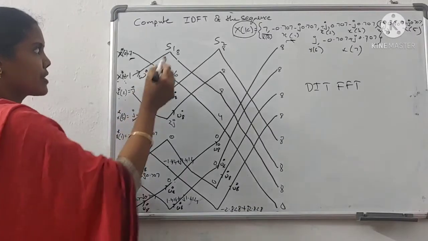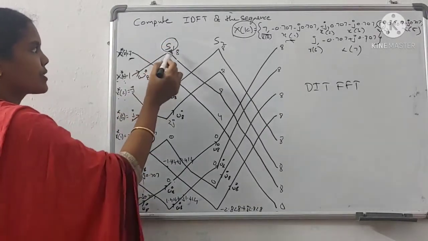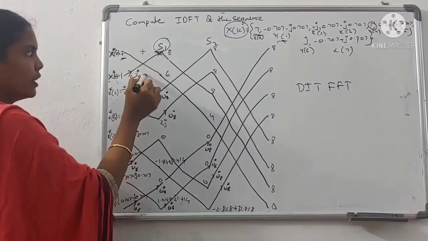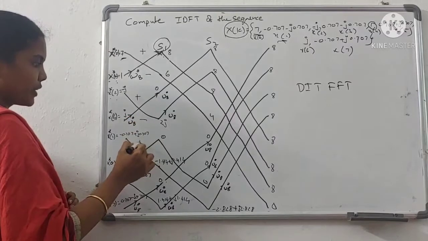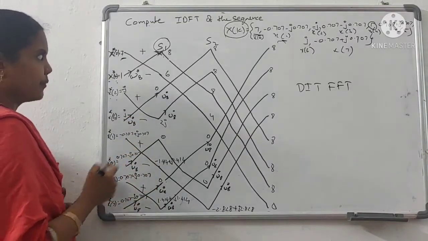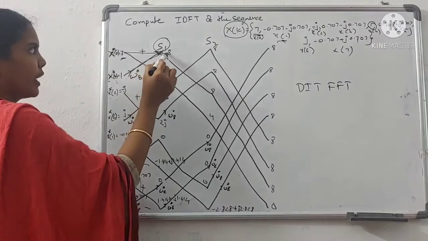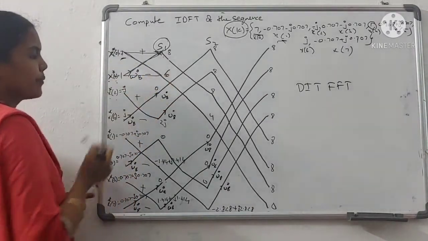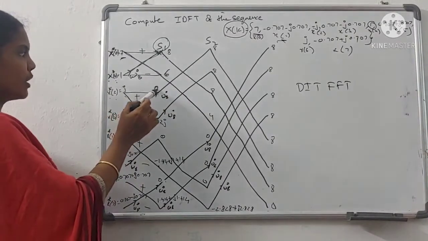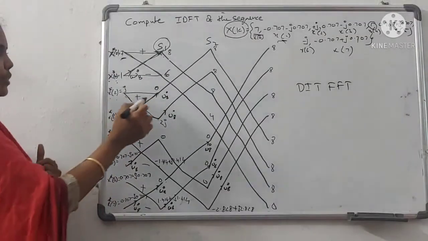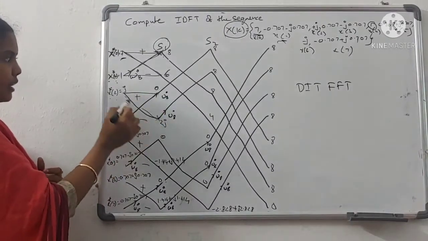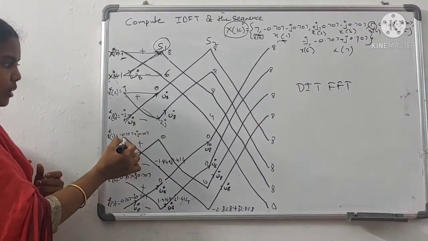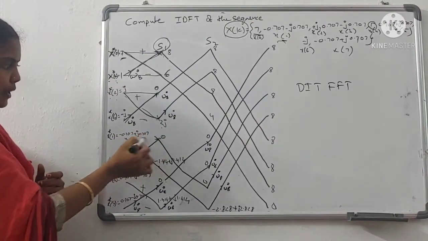So now find out the stage 1 values. How to find out this stage 1? One addition and one subtraction, one addition, subtraction, addition, subtraction, and addition, subtraction. 7 plus 1 is what? 8. 7 minus 1 is what? 6. Plus of minus j is what? 0. And here j minus of minus j is what? 2j.